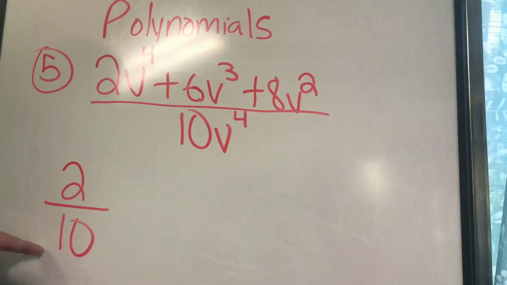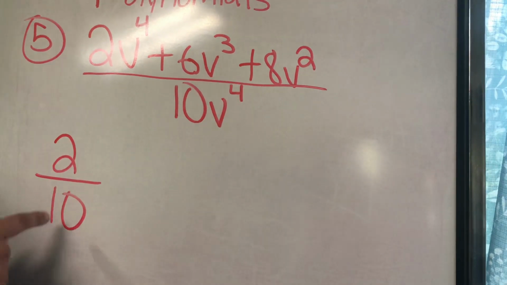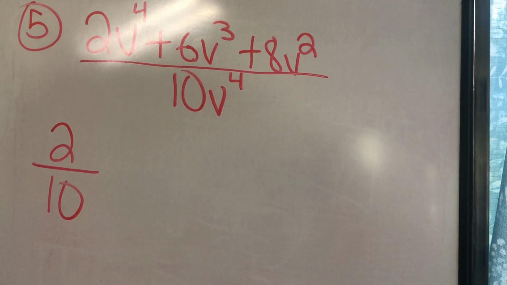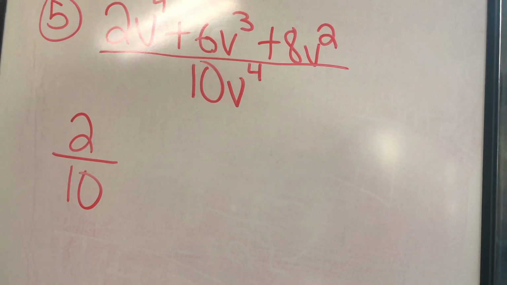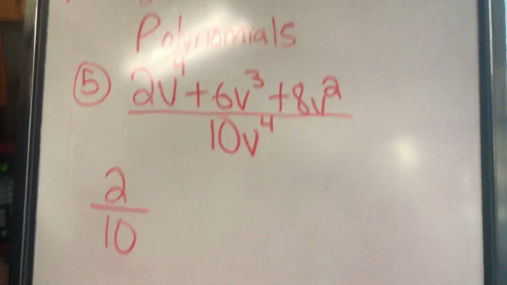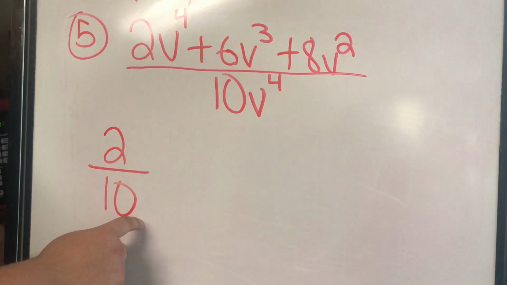So we physically have a fraction. Now can this be reduced? Yes, it can, and I'm going to show you how. First off, always pick the little number, 2 or 10. Which one's smaller? 2. So you ask yourself, does 2 fit into 10? Yes, it does. How many times? 5, because 2 times 5 gives you 10.